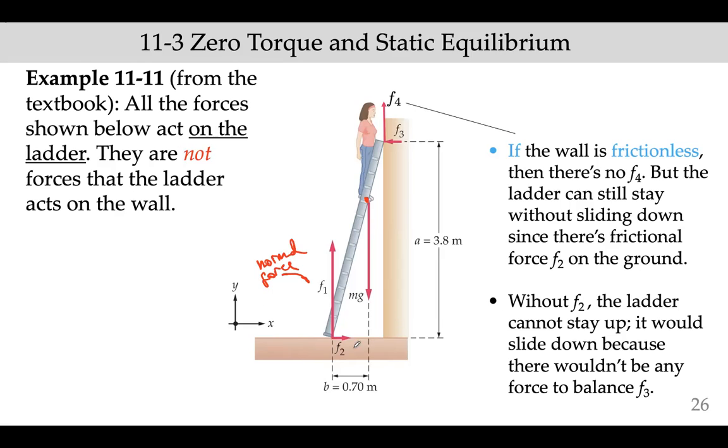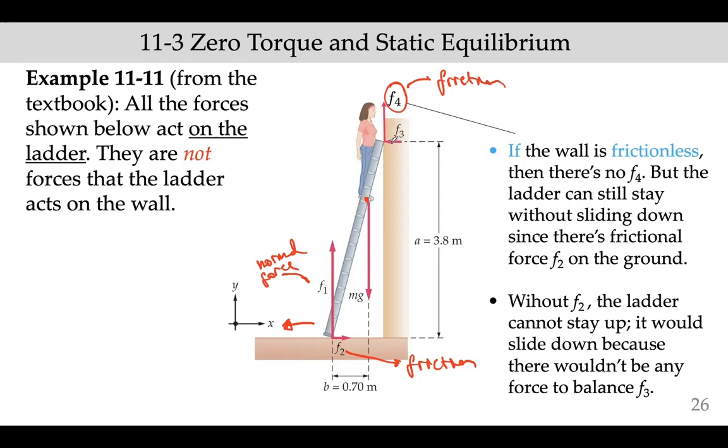Now the ladder would naturally slide to the left, right? If it's not sliding to the left, there should be some force that's keeping it, and that will be the friction force. So F2 is actually the friction force on the ground. Also, if this ladder slides to the left, then the top part would slide down. And there is this force F4 that keeps it from sliding down, and that's also a friction force on the wall.